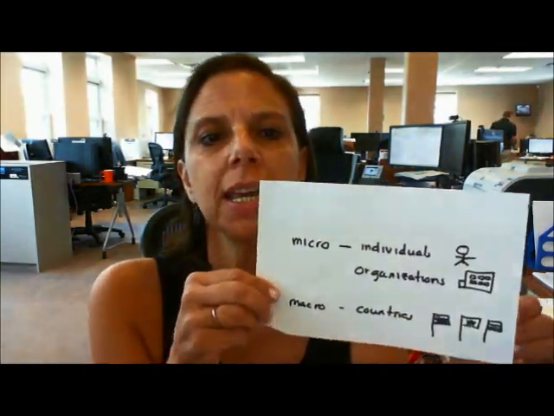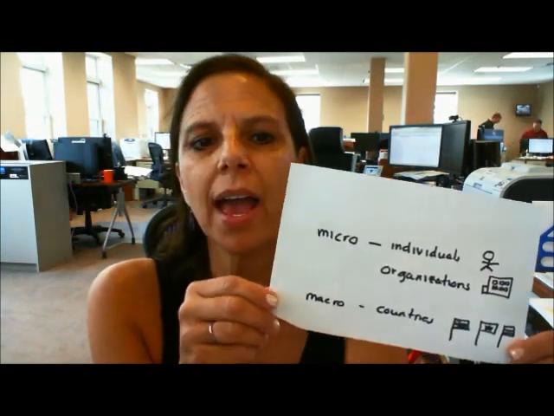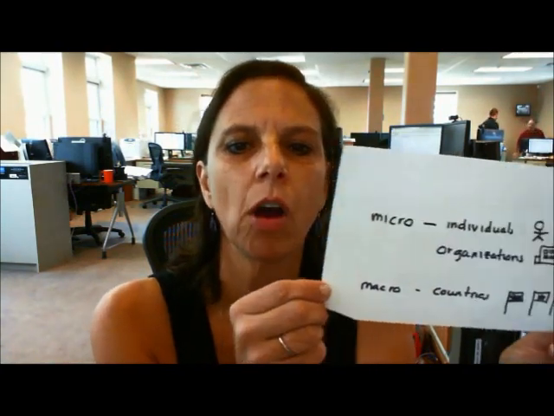Here's my picture. Microeconomics is concerned with individuals and organizations, whereas macroeconomics is concerned with countries. You can see that, oh, there we go. Those are flags for countries. Next question.